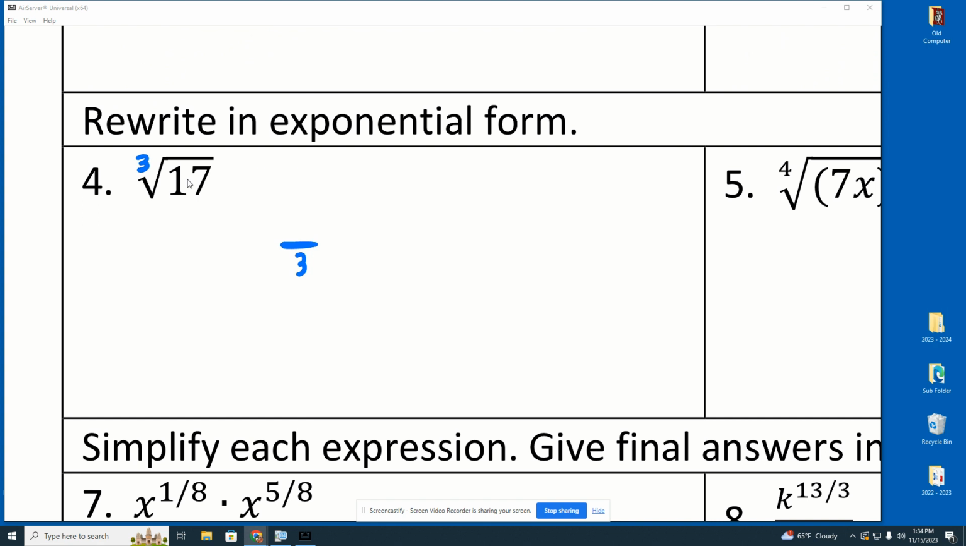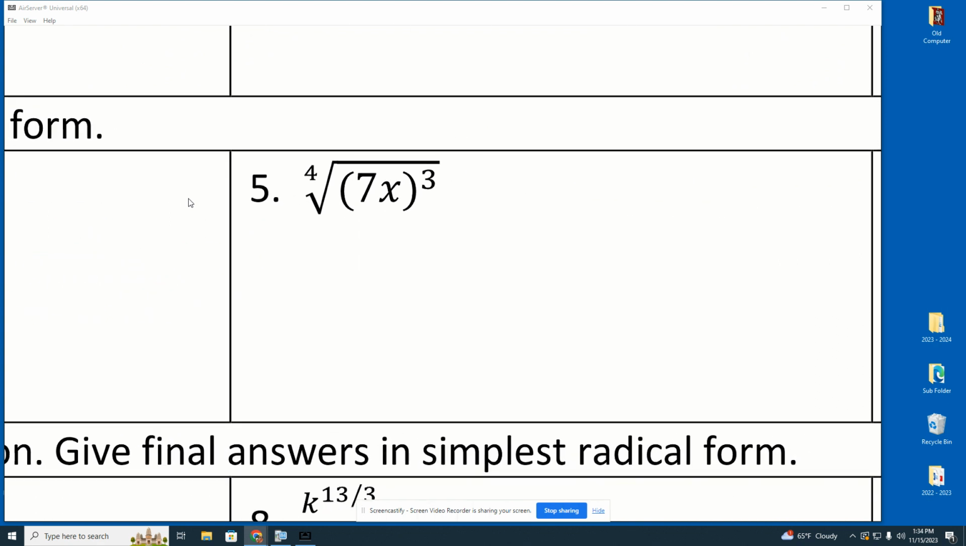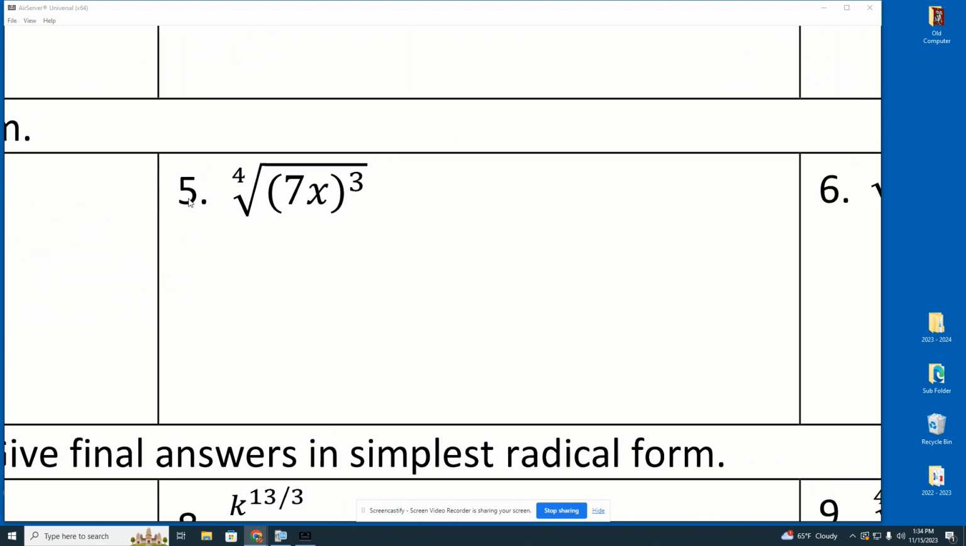And then, of course, the radicand, the value inside is the base. And if it's being raised to an exponent, that goes in your numerator. If not, you put a 1 up there. So 17 to the 1/3 power. All right, number 5. Very similar to number 3, but just reverse.